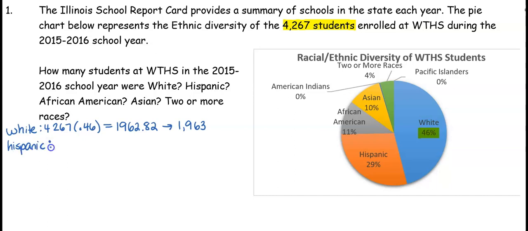Hispanic. So according to our pie chart, we have 29%. So we take our total population, we multiply that by the 29%. Once again, we get a decimal, and we round that. We're going to go ahead and round this one down. The 0.4 tells me to go down, so 1,237. Why don't you go ahead and press pause and complete the 3 remaining categories. When you are finished, press play.